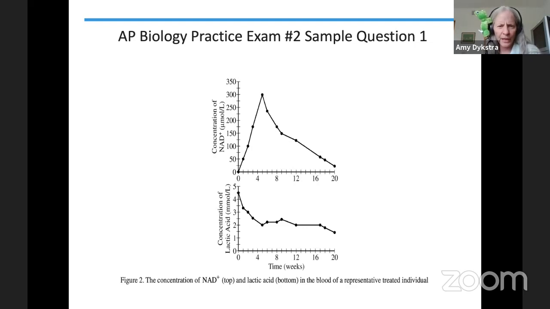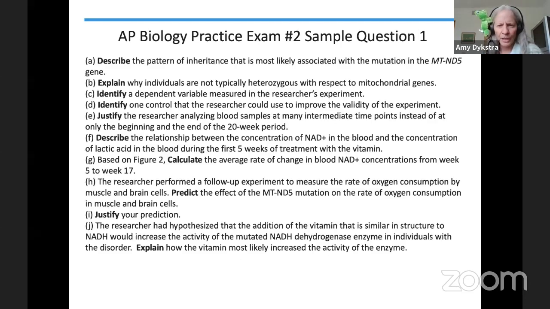This is Figure 2, and when you look at these graphs, you want to notice what's on the x-axis and what's on the y-axis. Time is on the x-axis, and the top graph is looking at the concentration of NAD+, which, as you can see, goes up for the first 5 weeks, and then starts declining for the rest of the experimental time. The concentration of lactic acid goes down for the first 5 weeks and then levels off, going down a little bit. So let's go on to the actual questions.